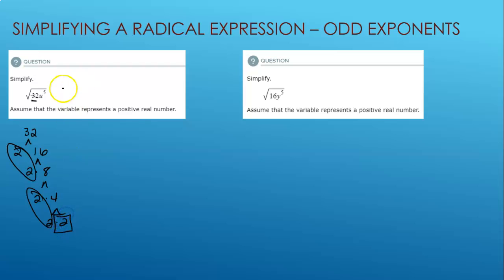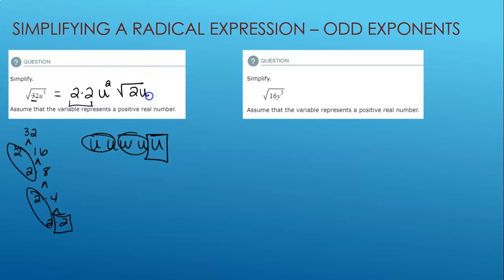There's one single. So what I have on the outside of my square root is a pair of 2's, another pair of 2's, and a single 2. We're going to clean this up in just a second, but for now we're going to look at our u's. There's 1, 2, 3, 4, 5. That's a u, not a w. There are 1, 2 pairs, so that's u squared. But now there's one single u that goes on the inside of the radical.